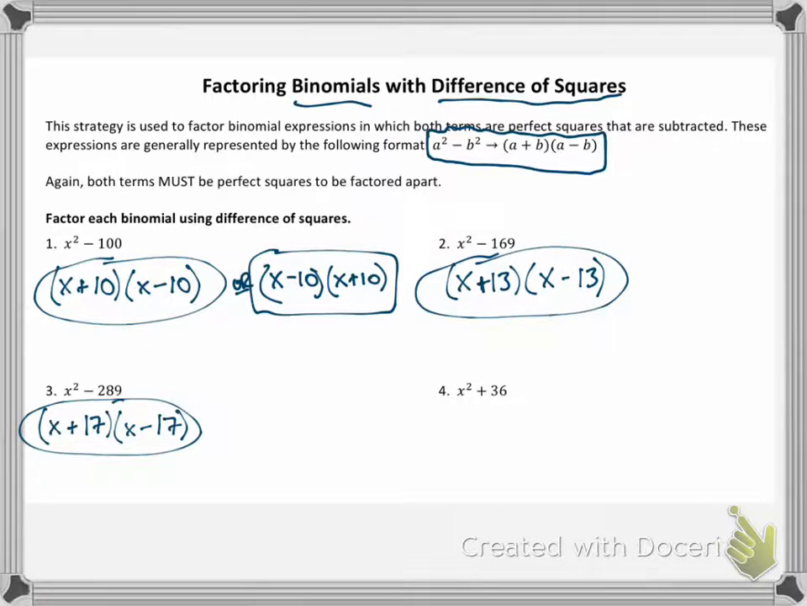So what could be tempting is, well, you see x squared and 36, and say, well, okay, we know x squared is x and x. 36 becomes 6 and 6.